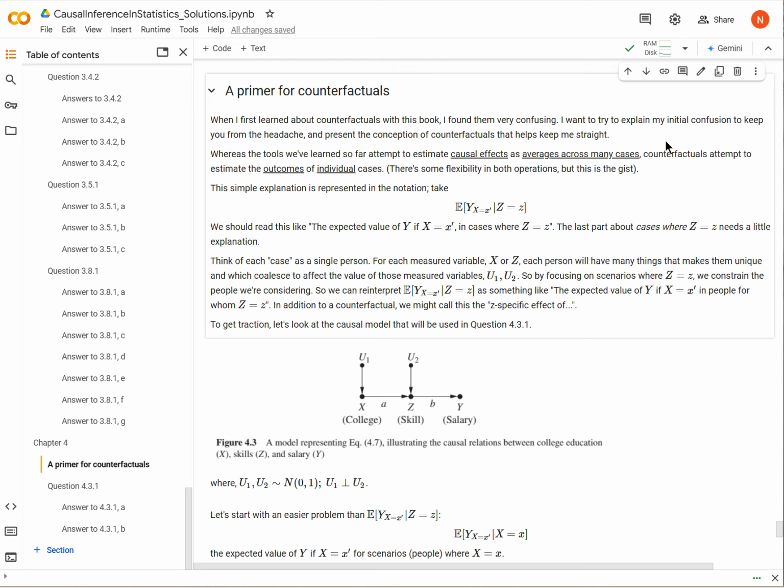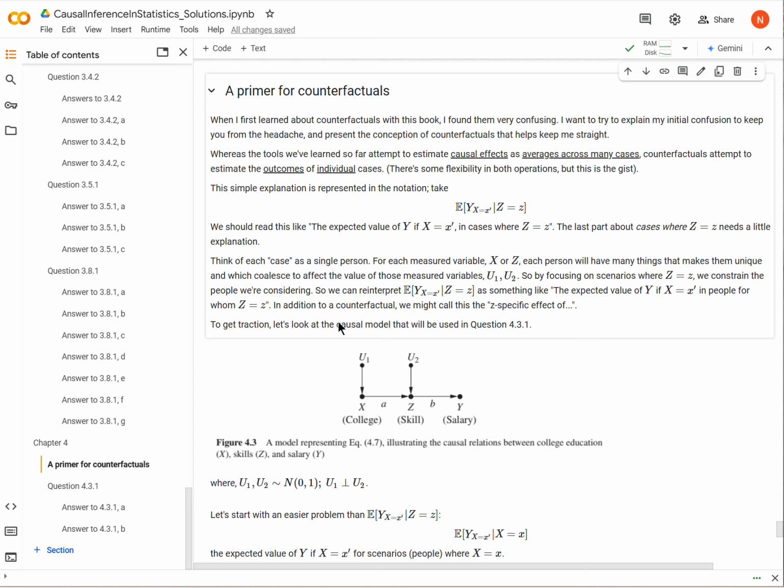So why is this chapter a little bit of a deviation from what has come before it? Well, previously, the tools that we've learned are for estimating causal effects as averages across many cases. Think about anything that we've done: if you take this little DAG down here, we might try to find the total effect of x on y by regressing y on x, and so on. Alternatively, if this was a more complicated DAG, we might look for backdoors and close those backdoors, and so on.